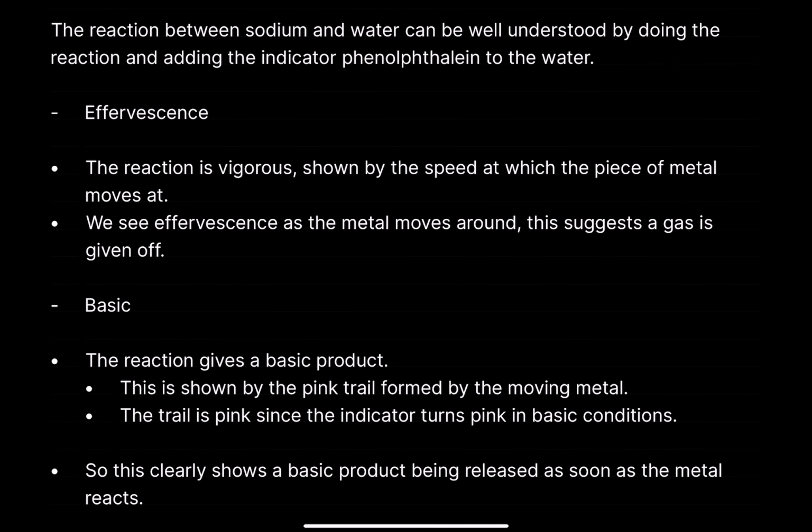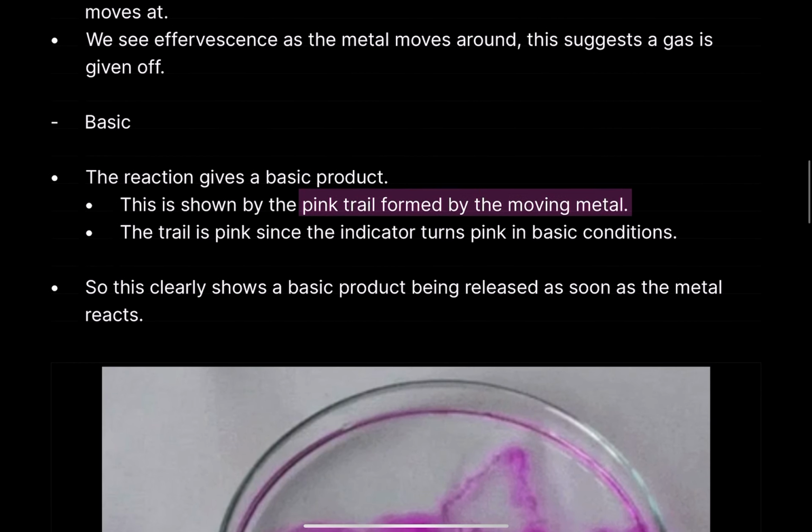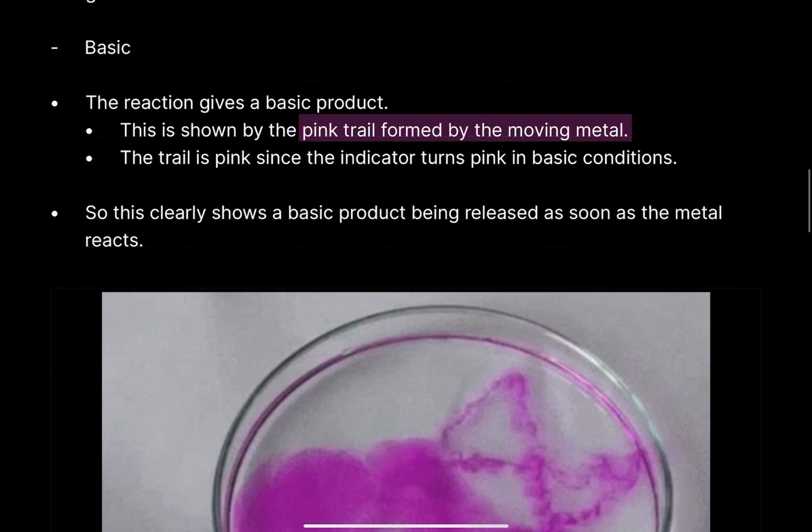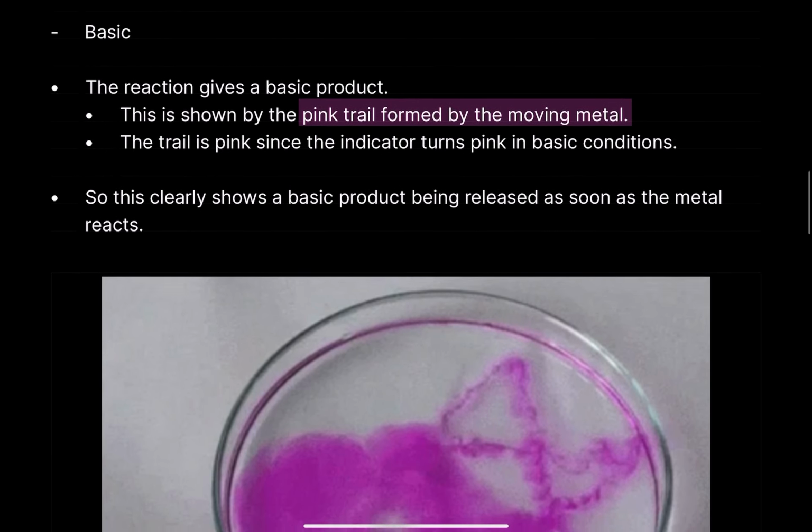But one thing that's very important to understand is that the reaction gives a basic product, and this is shown by a pink trail formed by the moving metal. What do I mean by this? I'll show you what I mean here. The trail is pink since the indicator turns pink in basic conditions. So I'll come back to this here.